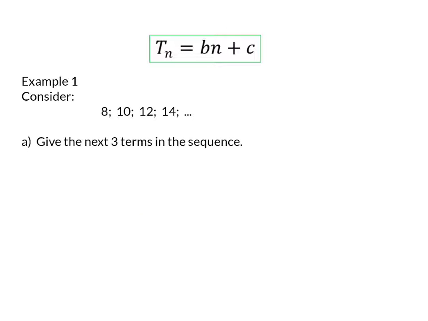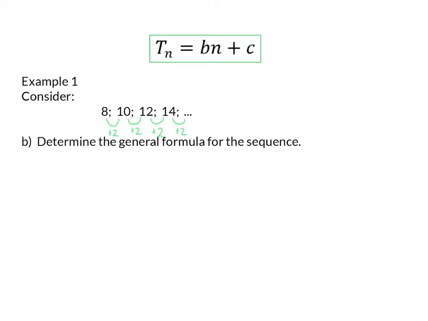Example 1. Consider the row 8, 10, 12, 14 and give the next three terms in the sequence. Here we can see that you have to add 2 every time to get the next number. That means we have a constant difference between terms, which means this is a linear number pattern. To get the next term in the sequence, I will take 14 and add 2 again to get 16. And when I add 2 to 16, I will get 18. And adding 2 again will give me my next term of 20.